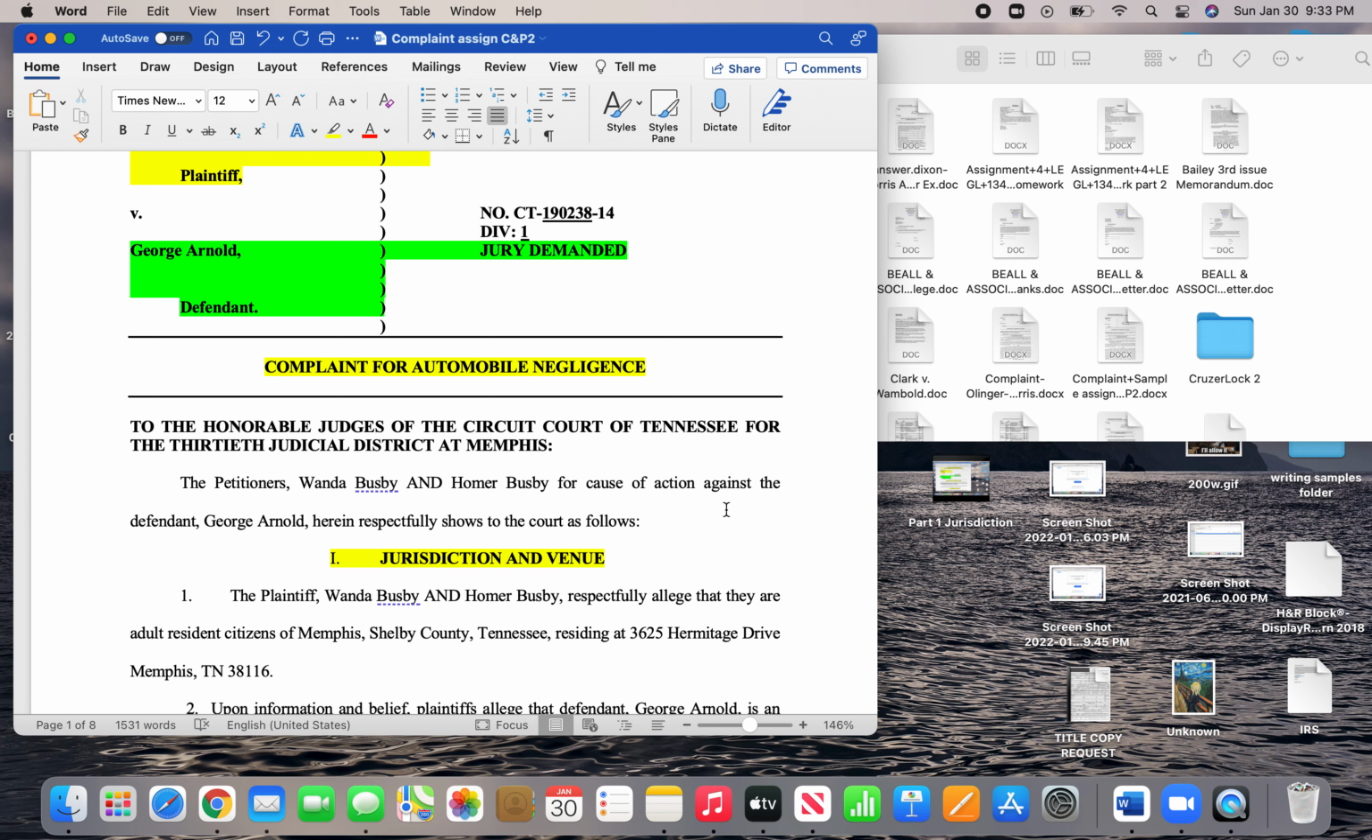So I'll say that's just kind of going against him when it comes to establishing a prima facie case. So she had a strong case. That's why the judge and jury ruled in favor of Wanda and Homer Busby.